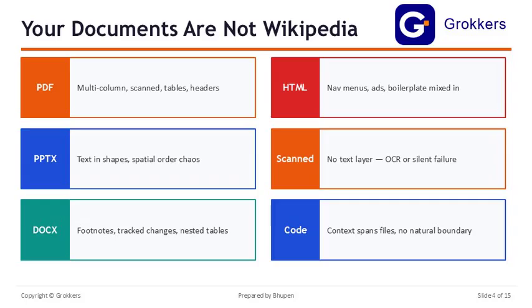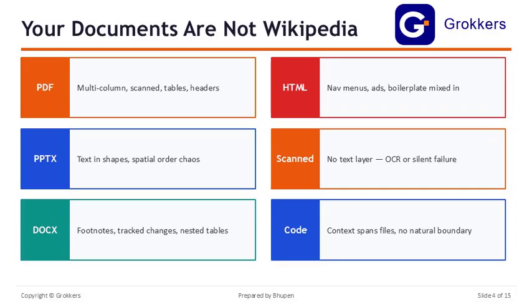Real document collections are a zoo of formats, each with its own set of structural problems. PDFs are the worst offender. They were designed for printing, not for machine reading. Multi-column layouts, scanned pages with no text layer, tables that span pages, headers and footers that bleed into content, all of this is common in research papers, annual reports, and contracts.